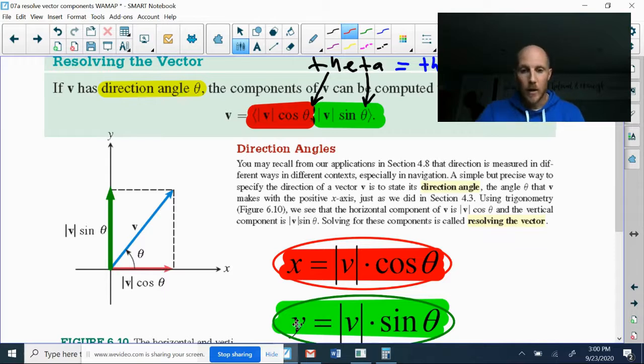Okay, to find the y component, very similar formula. You can take the magnitude, multiply it by the sine of theta. Theta meaning the direction angle.